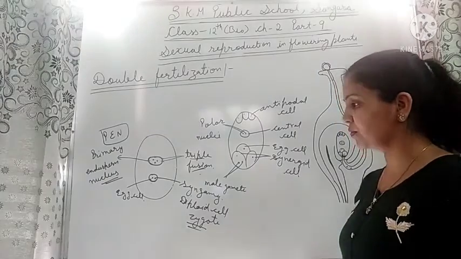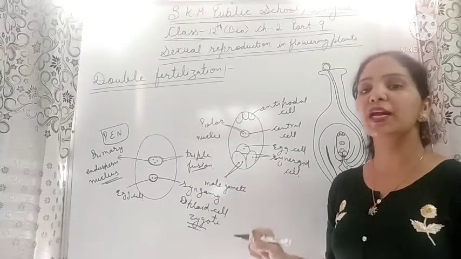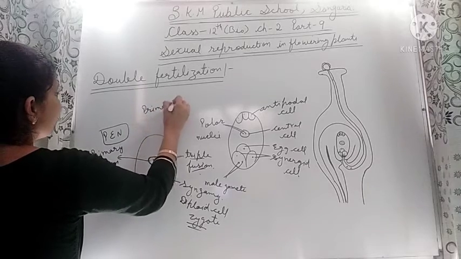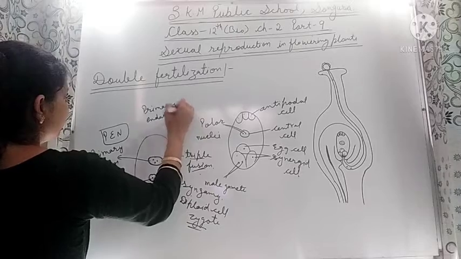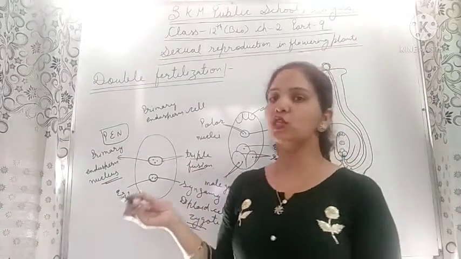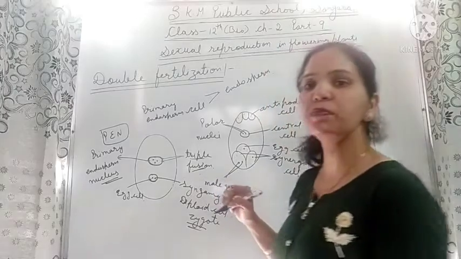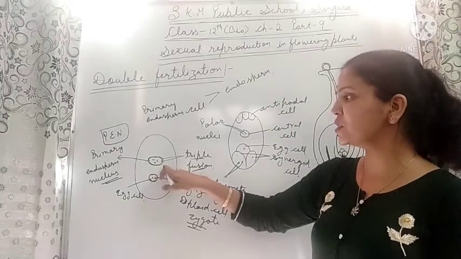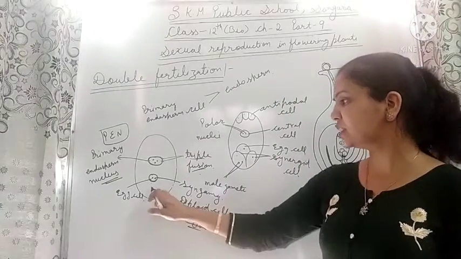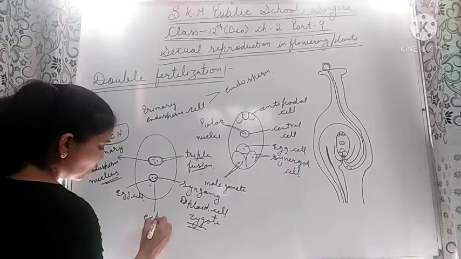After the triple fusion, the central cell becomes the primary endosperm cell and develops into the endosperm. And the zygote develops into an embryo.